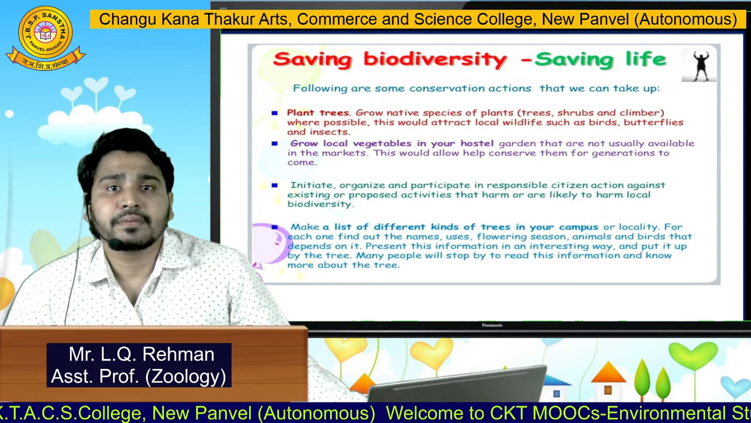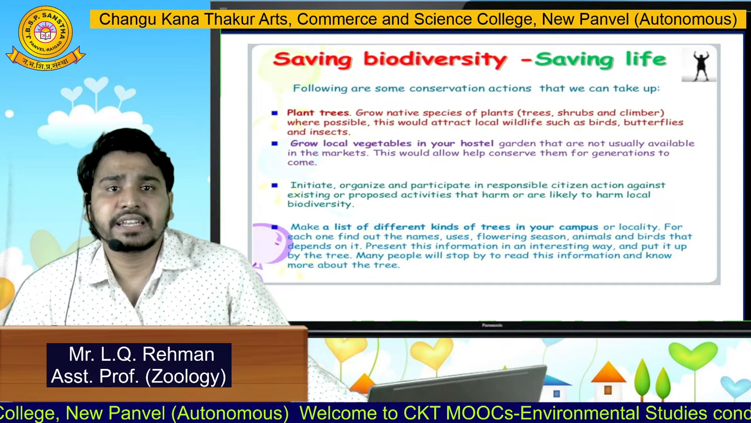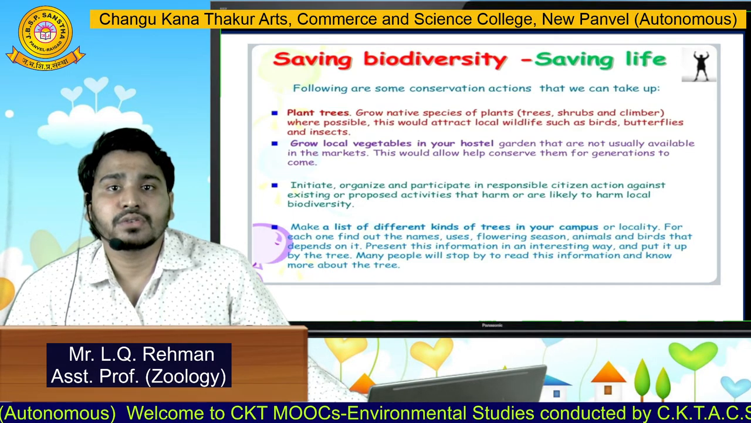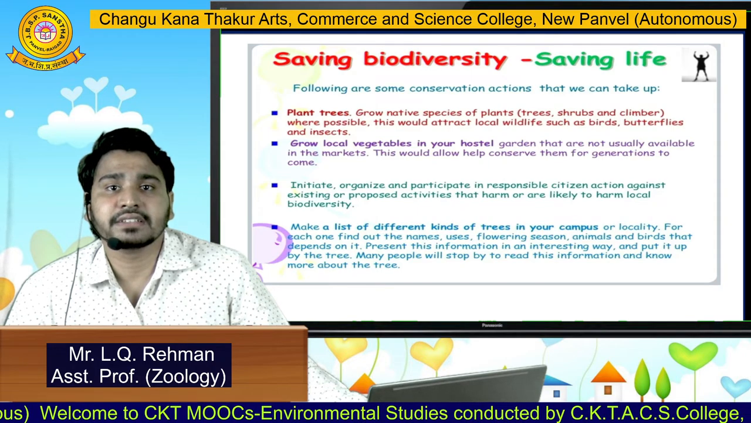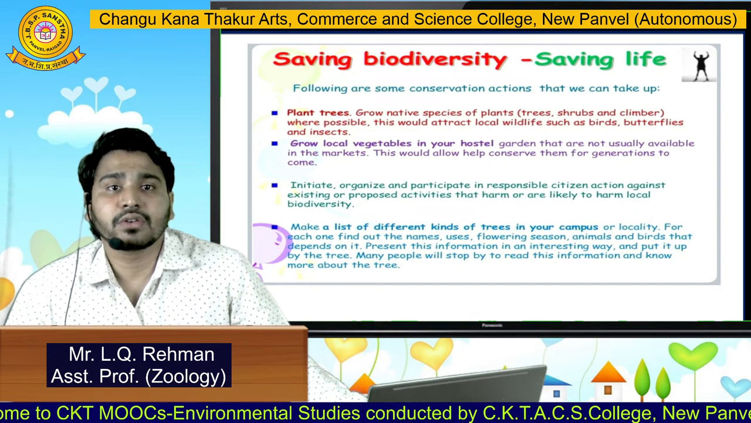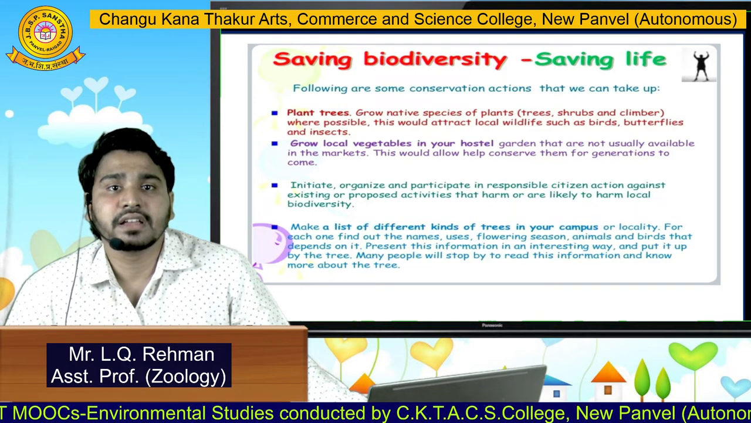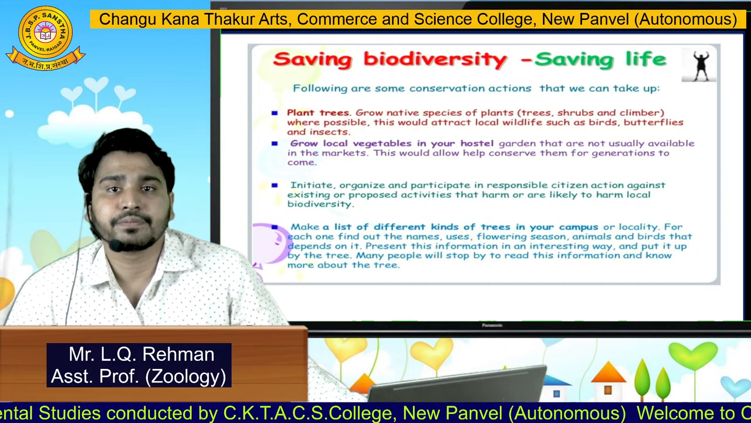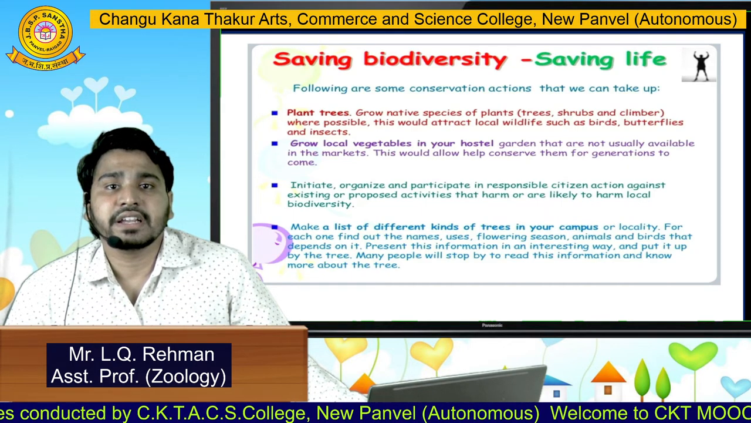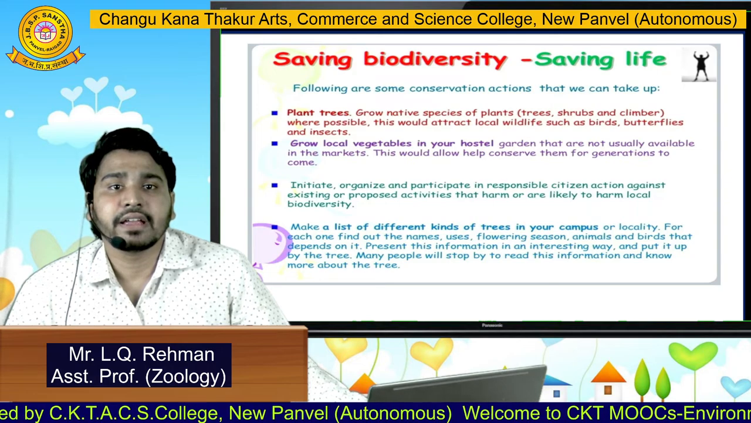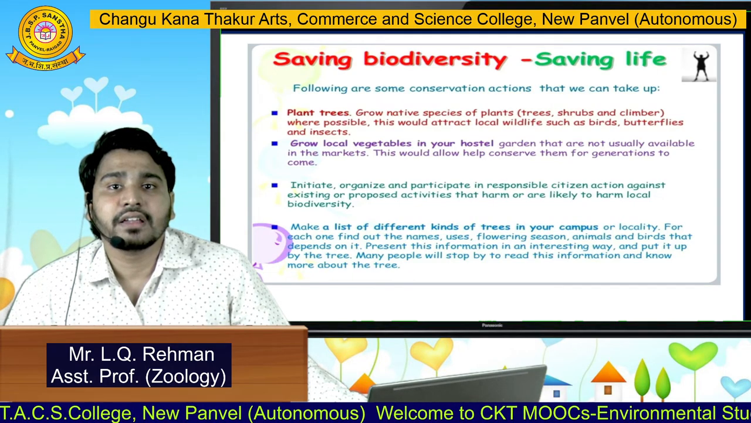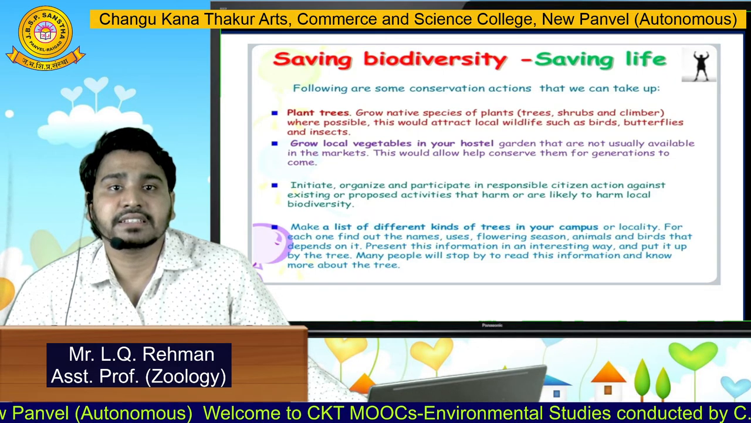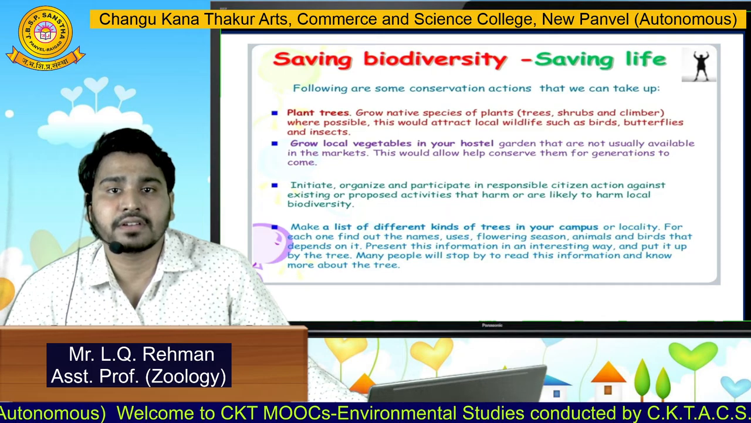There is another technique, to grow local vegetables in your hostel garden or home gardens that are not usually available in the market. Those vegetables you can grow in your hostel gardens or home gardens. This would help conserve them for generations to come. And we should initiate, organize and participate as a responsible citizen against the existing or proposed activities that may harm the local biodiversity.